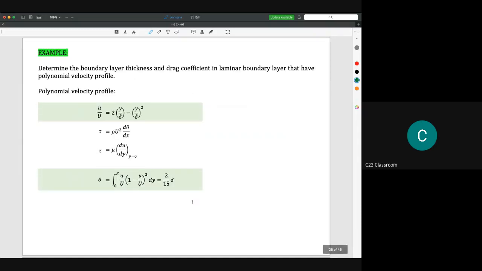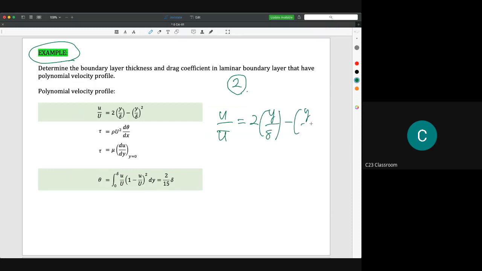Let's go for an example here. We go for the polynomial profile. Polynomial means the velocity distribution has the power of 2. So let's say from the question it is given that u over U is 2y over delta minus y over delta squared, like this.